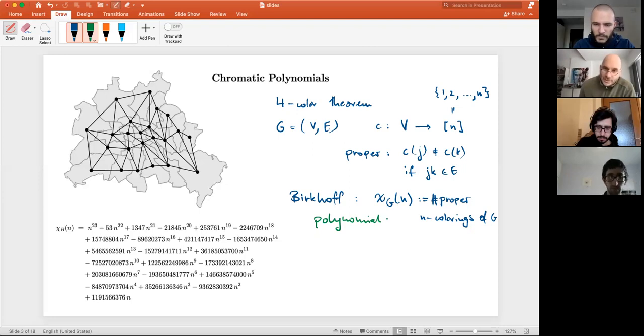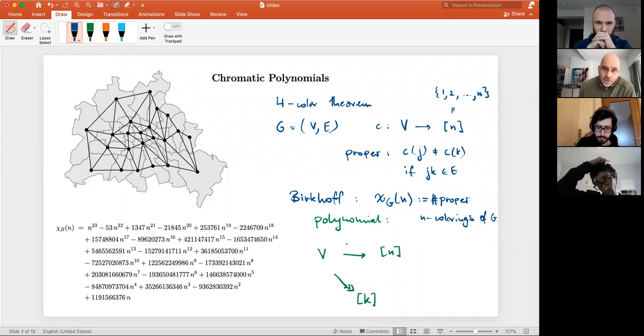Let me show you my favorite way of proving that this is a polynomial. You consider the following fact. Again, I want to think about certain functions from V to N, namely the colorings that are proper. And what I'm going to do now is make a commuting diagram out of this. I will first think about surjective proper colorings. Up here I just have proper colorings.